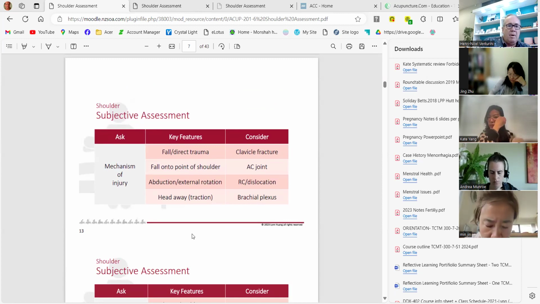So the mechanism of injury: if you fall onto the point of the shoulder, it's most probably the AC joint. If you do an adduction external rotation, there's usually a dislocation of the RC joint. And headway is the brachial plexus. Okay, that's traction.